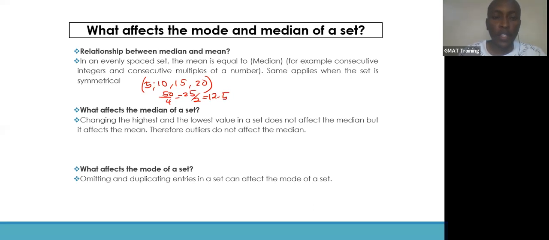What about the median? It's ordered, yes, in ascending order. Let's take away the outer values. You have the middle digits as 10 and 15. Find the average.